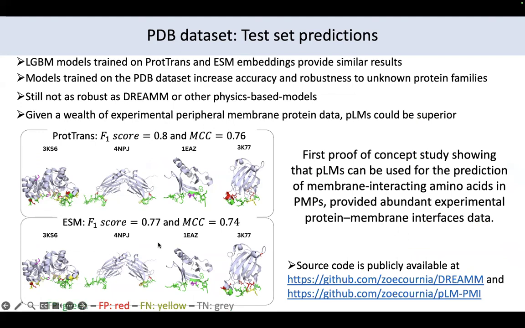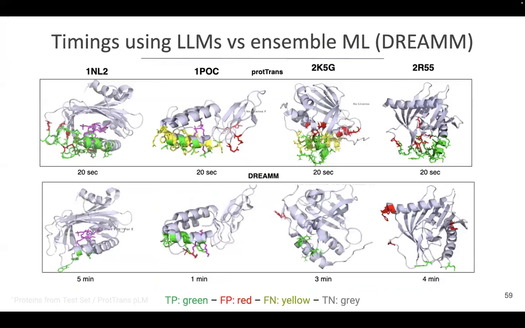And however, it could only do it within the proteins that were in the training set, providing the first proof of concept showing that protein language models can be used for the prediction of membrane interacting amino acids. However, more results are needed to generalize this algorithm to all the proteins existing.